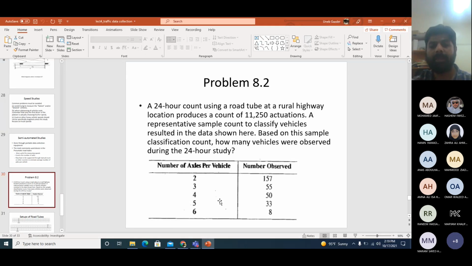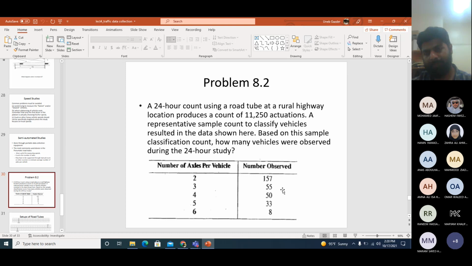Okay. Now, if you say number of axes is 2 plus 3 plus 4 plus 5 plus 6, you will be wrong completely. These are just the categories of the vehicles on the basis of number of axes. Number of axes observed is how many vehicles crossed with those number of axes. So, for example, 157 vehicles crossed with 2 axes. So, how many axes crossed in front of me? 2 into 157. Similarly, 55 vehicles crossed with 3 axes.